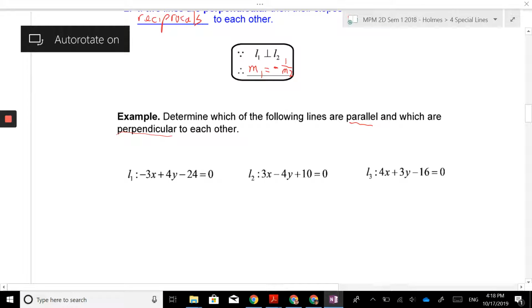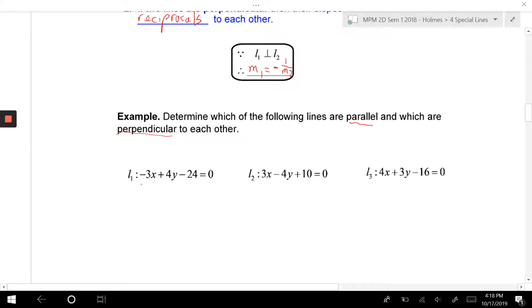to rearrange. These look like they're almost in standard form. Line 1 isn't quite in standard form because it's got a negative in front. But we're going to rearrange these equations into slope y-intercept form. So we'll just say rewrite in slope y-intercept form, because if I do that, then it'll be very easy to see what the slopes are.